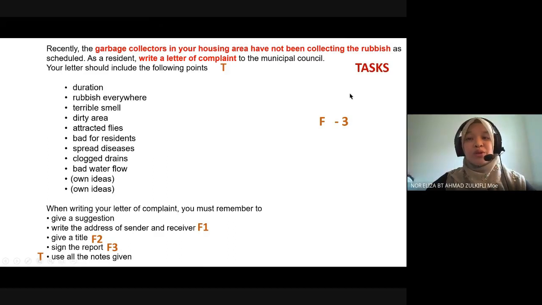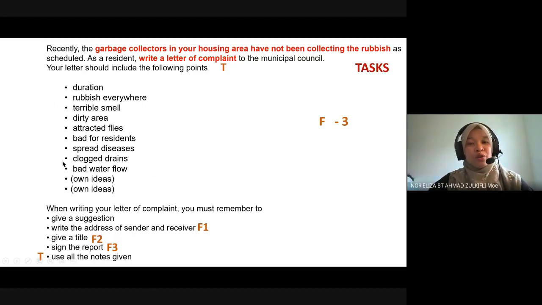So now I want you to look at the task. You will be underlining all the ones that I've highlighted in red. Write a letter of complaint, and then you have to use all the notes. Why I need you to label is so that you will not forget any of the tasks required for you to accomplish. So here it is: write a letter of complaint, and then you have to use all the notes. Where are the notes? The notes are obviously here, being bulleted here.